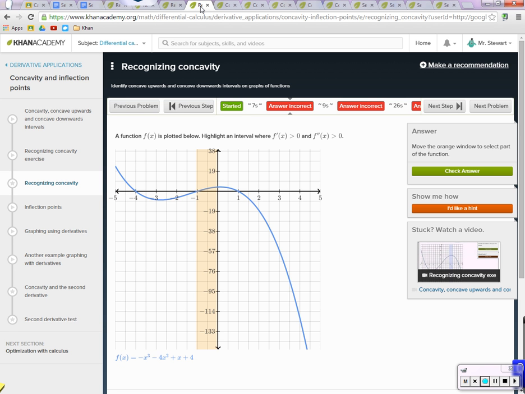It's greater than zero, so it's concave up. Where's it concave up? Bam! Can you give me some x values? Where's it concave up?